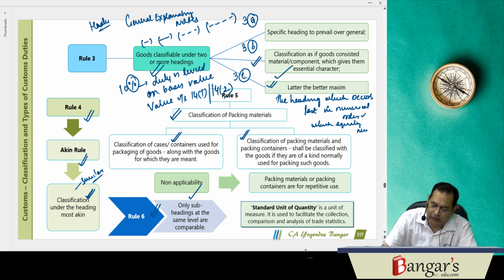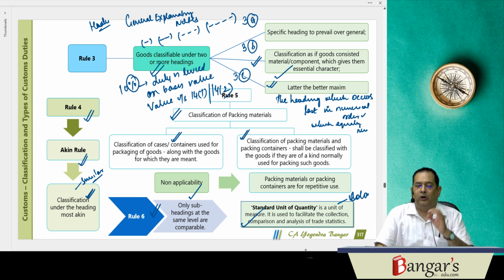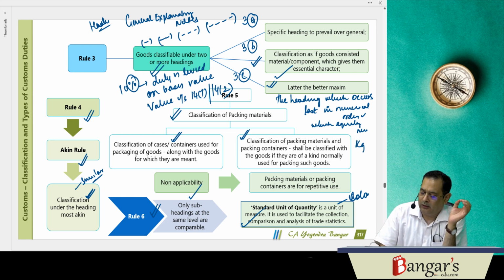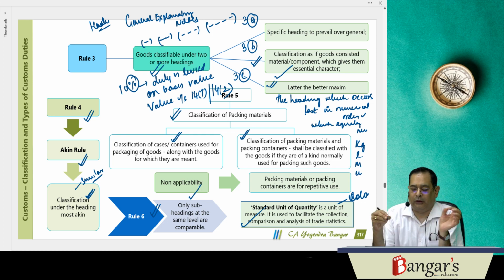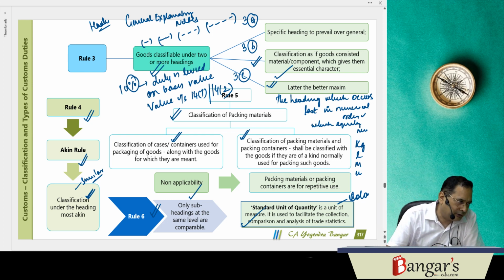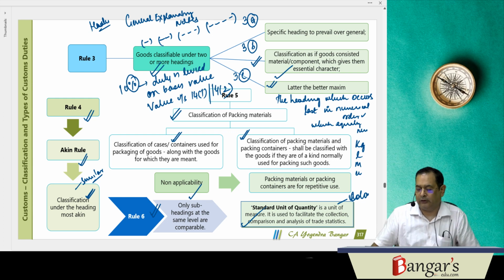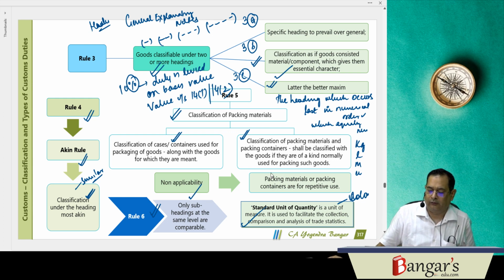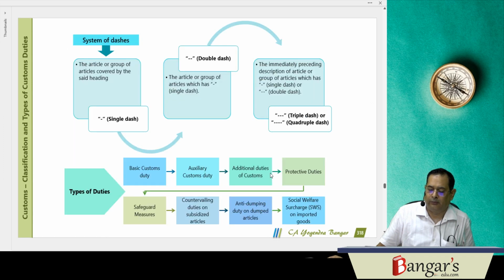And one is the standard unit of quantity. This has been given in column 3 of the tariff schedule. Basically, it is a unit of quantity like kg, length, meter, number, etc. This is a standard unit of quantity, and it is used to facilitate the collection, comparison, and analysis of trade statistics. So these are the rules for interpretation of tariff.